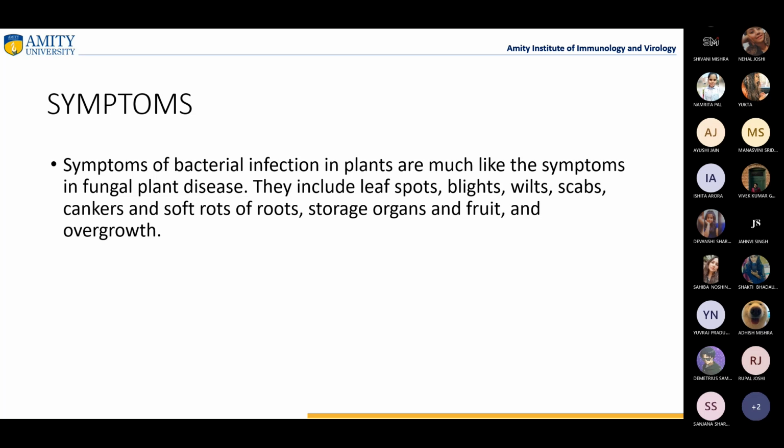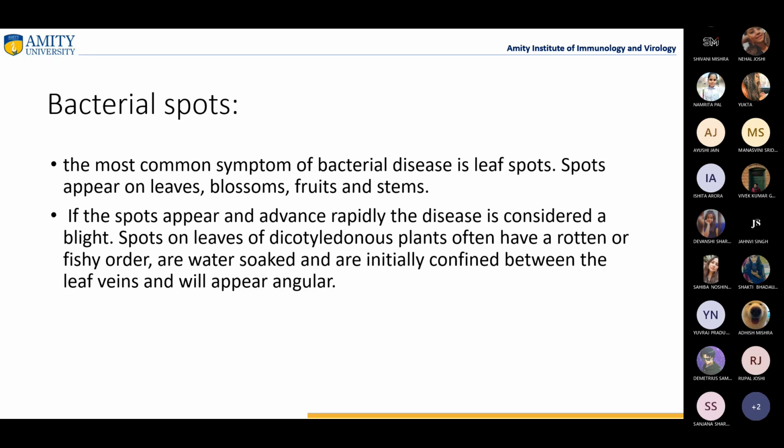So there are a number of similar symptoms, such as leaf spots, blights, wilts, scabs, cankers, soft rots of roots, storage organs and fruits, and overgrowth. So these are the usually similar symptoms, right? When we talk about bacterial spots, again, they appear on the leaves, or could be on the fruits also, and could be on the stems also.